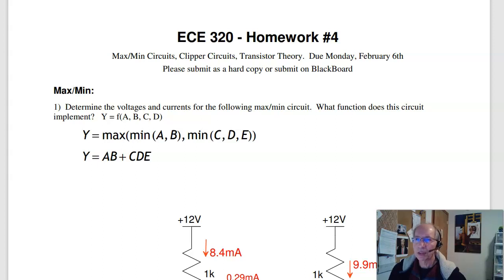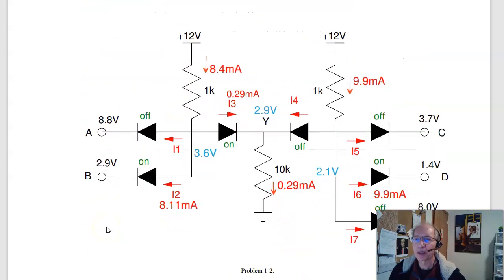Here are solutions to homework set number 4, ECE 320, Electronics 1. The first problem is a max-min circuit. Given the circuit, determine which diodes are on and which ones are off.